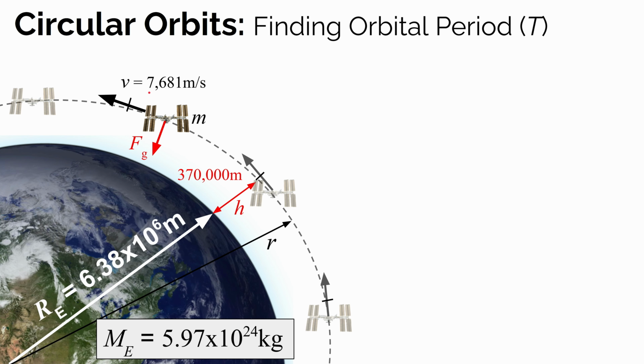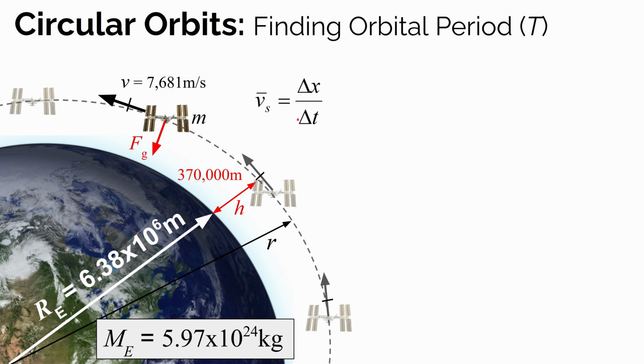Now that we know the orbital velocity of the International Space Station is over 17,000 miles an hour, or 7,681 meters each and every second, it's pretty simple to figure out how much time it would take the International Space Station to go all the way around the Earth once. We call that the orbital period, the time for one complete orbit. If the velocity is constant in circular orbits, then we can use our average velocity equation. The average velocity is equal to displacement over time.